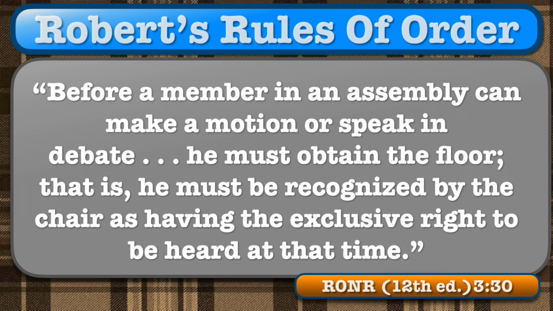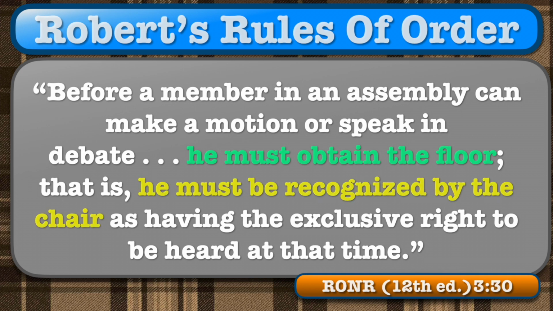Robert's Rules of Order provides, before a member in an assembly can make a motion or speak in debate, he must obtain the floor. That is, he must be recognized by the chair as having the exclusive right to be heard at that time. However, as is the case with most rules, this rule has some exceptions.